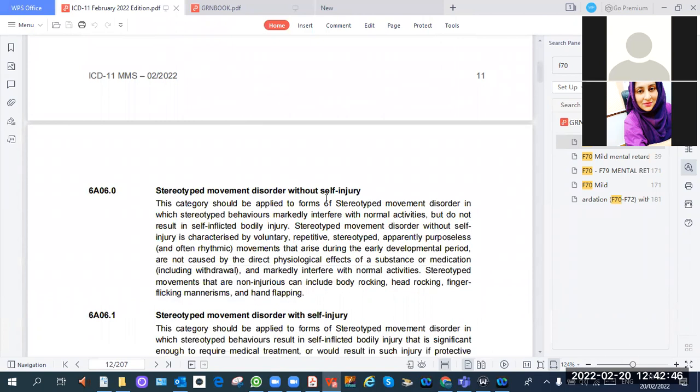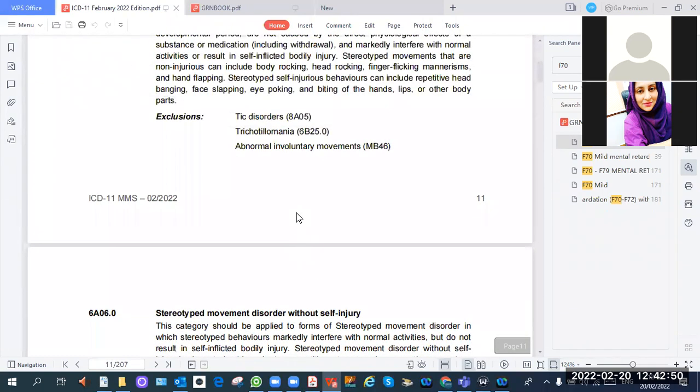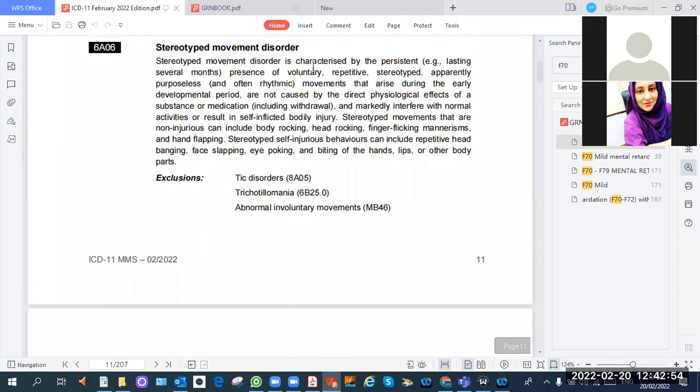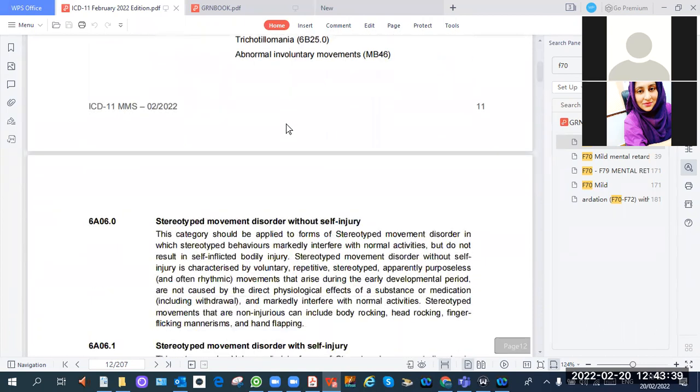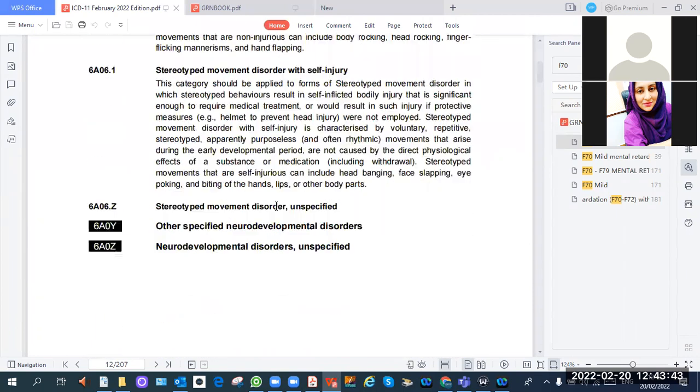They are stereotyped movement disorder with the same thing happening in the context of learning disability or autism, which is characterized by the persistent presence of voluntary, repetitive, stereotyped, apparently purposeless, and often rhythmic movements that arise during the early developmental period, not caused by direct physiological effects of a substance or medication, and markedly interfere with normal activities, or result in self-inflicted body injury. So persistent, lasting several months, presence of voluntary, repetitive, stereotyped movements. That is the key difference. The tics are, to some extent, involuntary, so they are semi-voluntary. Here they are voluntary. So stereotyped movement disorder without self-injury or with self-injury.